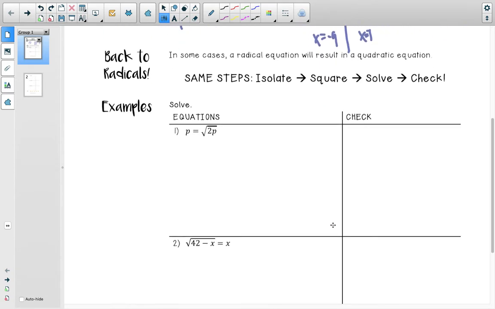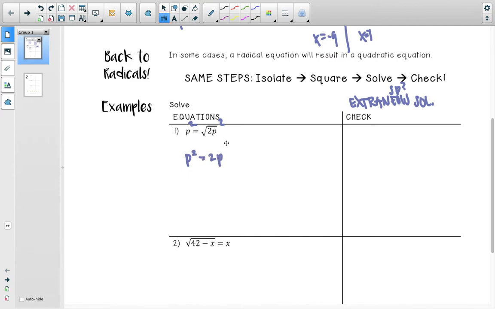Alright, I'm going to do these 2 examples and then split up the video, and we are going to check our answers to see if we get extraneous solutions. Hopefully, I just probably butchered the spelling of this. Spelling, question mark. Hopefully you remember that. Alright, so we need to get rid of this radical, so we're going to square both sides. That is going to result in p squared equals 2p.